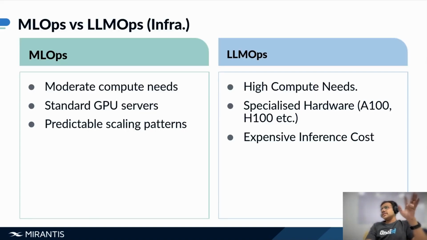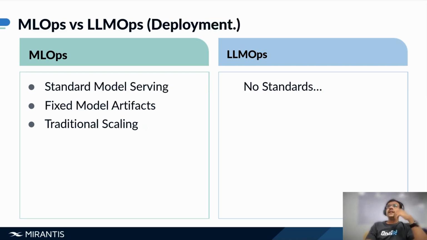When it comes to infrastructure, LLMOps really has higher compute needs. It requires very specialized GPUs such as A100, H100, which are really expensive to procure in the first place, and then the inference cost as well is pretty high.